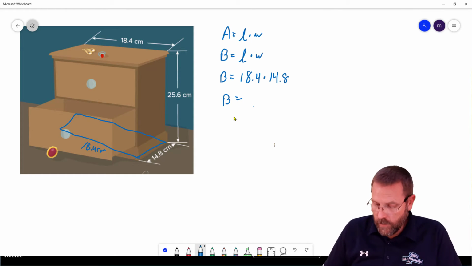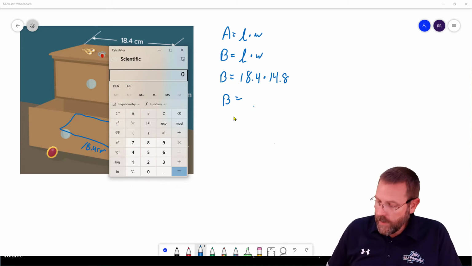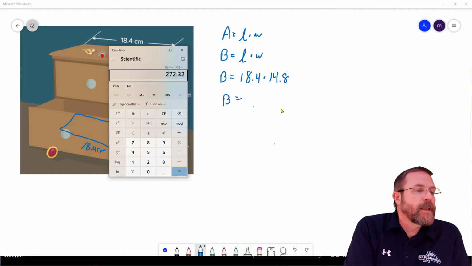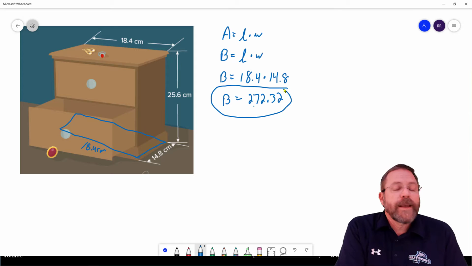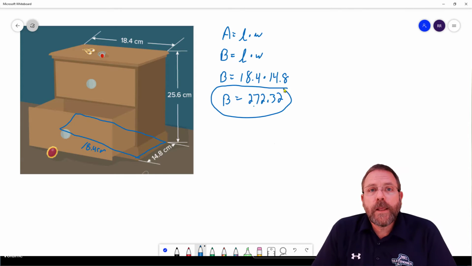And I don't want to eat up all of our time showing you how to do these by hand. So we're just going to knock this out. 18.4 times 14.8. That means you're going to have a base area of 272.32. Now we're going to circle that even though it's not our final answer.